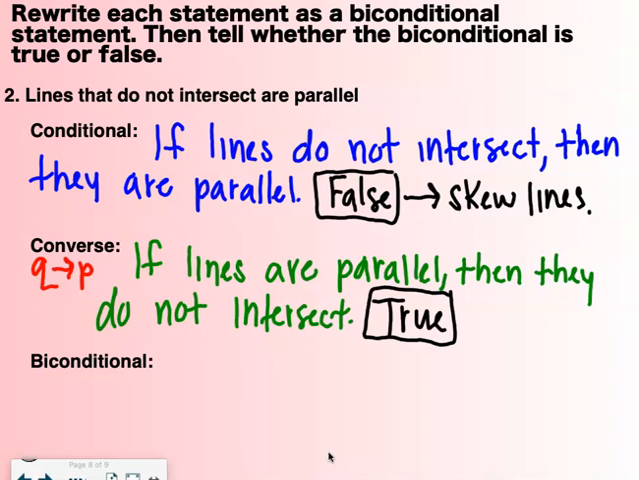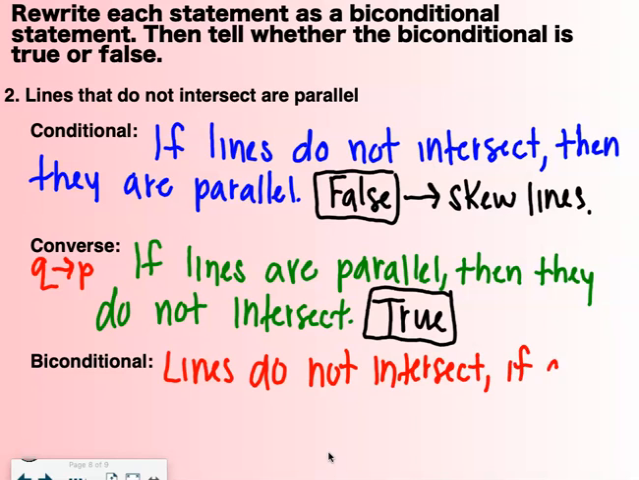Okay, now the biconditional, the if and only if. The conjunction of its conditional and its converse. Yep. So lines do not intersect if and only if they are parallel. False, because it's just a long way, right?